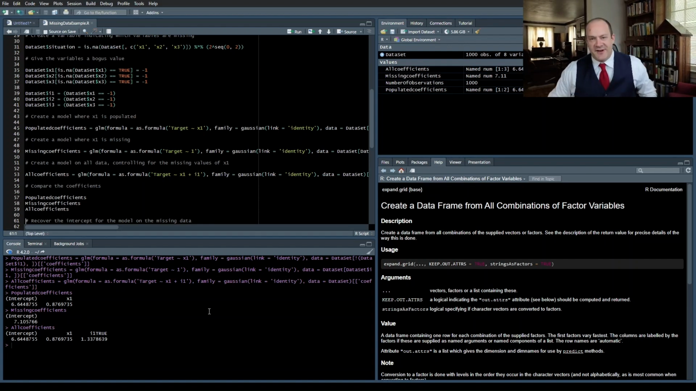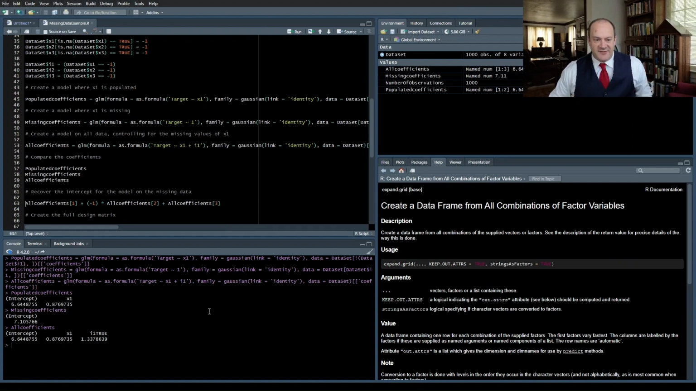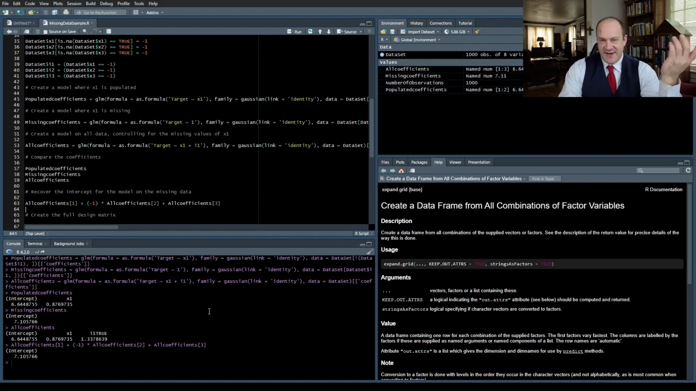So what's going on here? The answer is quite simple. Remember, where the variable was missing, we just used the dummy value of -1. When you multiply -1 times 0.8769, and then you add that to this intercept, and then you add to that the coefficient on the indicator function, you get precisely the sample average where the data was missing in the first place.